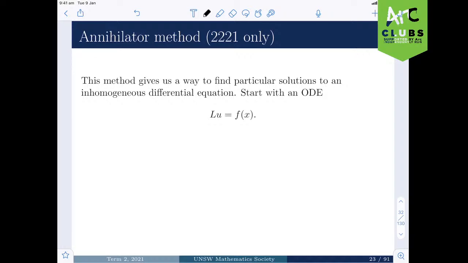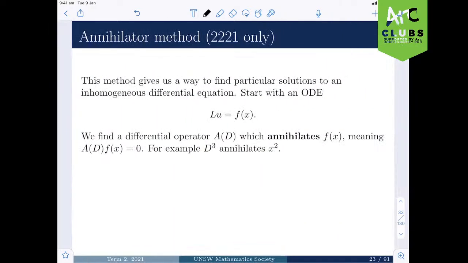Okay, let's start with this ODE, Lu equals f(x). Now, what we do is we try to find a differential operator, A(D), which annihilates f. That means when you apply it to f, the right hand side, you get 0. For example, D cubed annihilates x squared because the third derivative of a second degree polynomial is going to be 0.